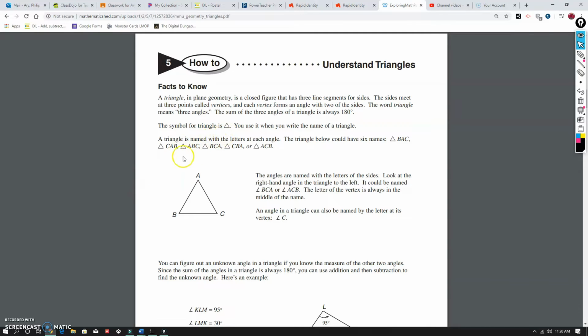Here's your symbol for triangle. Down here you can see we have A, B, and C. You have the vertices here, A, B, and C, and you have 1, 2, 3 line segments. You can write this in any of those ways, and it doesn't matter what order they are in. You can also pick out angles. The angles are named with the letters inside. So you've got angles ABC, ACB, CAB, and so on, and you can just keep going with that.